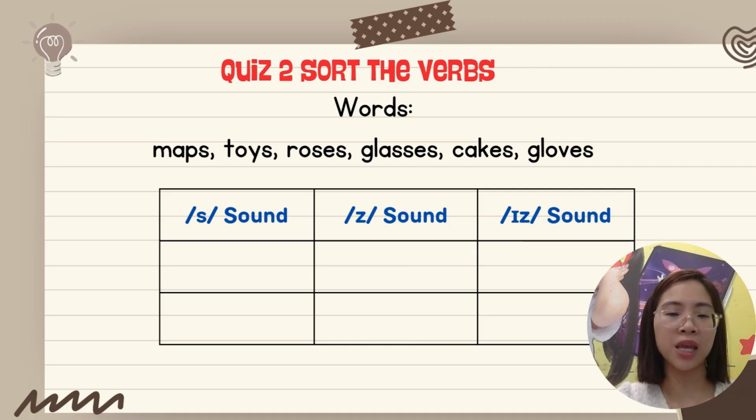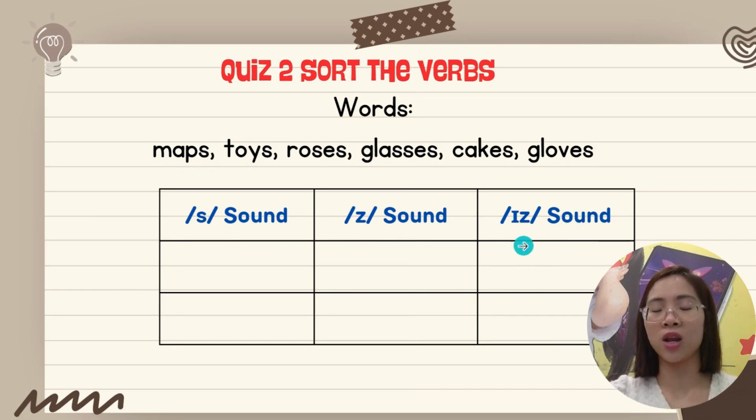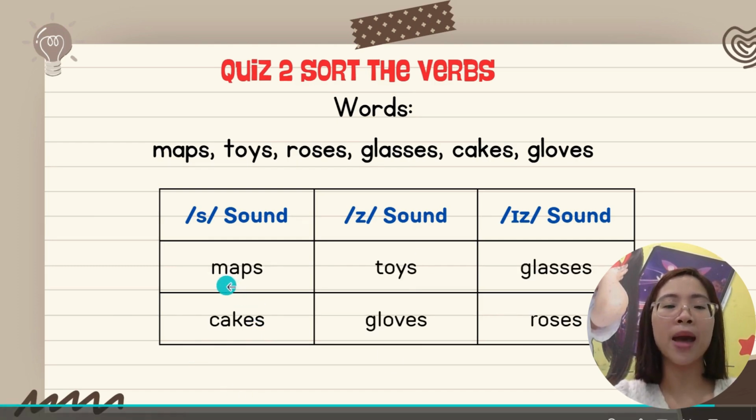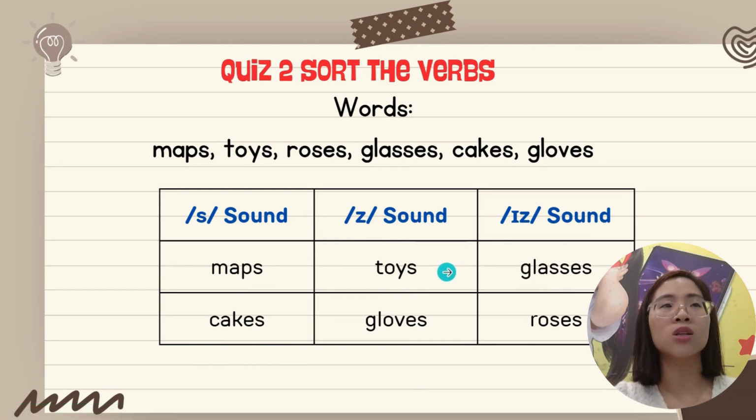Okay, and the last exercise for you here is to sort the verbs. I list six verbs here, and you put them into the correct ending sound: s sound, z sound, or iz sound. Try to remember the knowledge that you learned before, the tables you copied in your notebook. Now, have you got the answers? Let's check together. We have maps, cakes, toys, gloves, glasses, and roses.